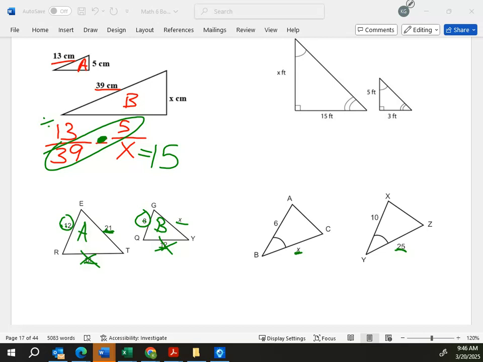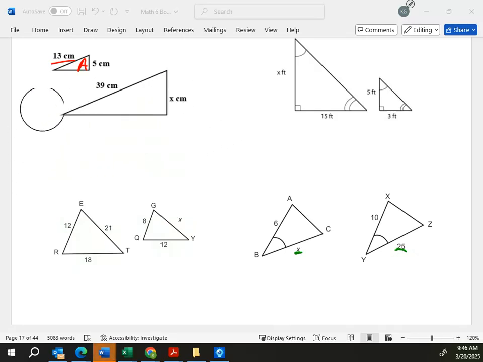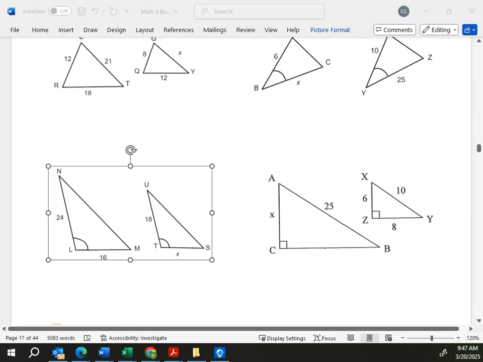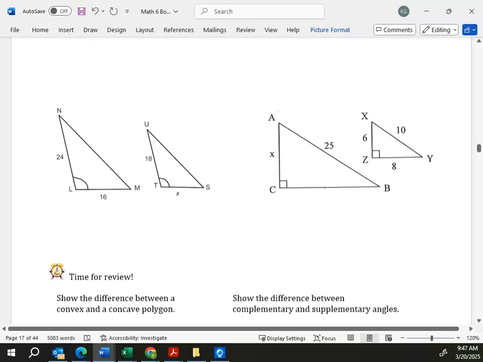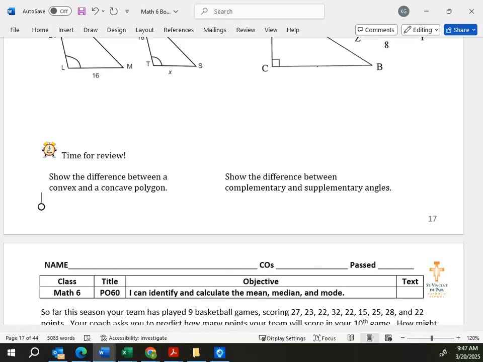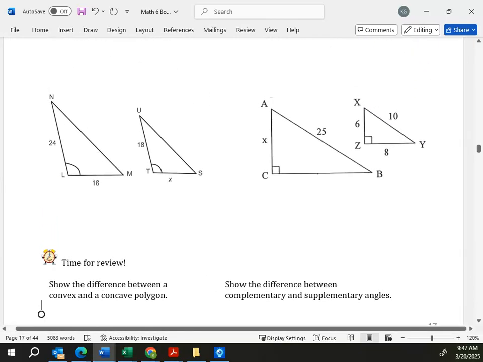Any other questions? You guys have had some really good clarifying questions today. On the bottom, oh, there's another row. And then we've got our review. So make sure it says show the difference, so draw pictures. When you show a difference, you're going to draw pictures to show what that difference is. Okay? Any other questions?